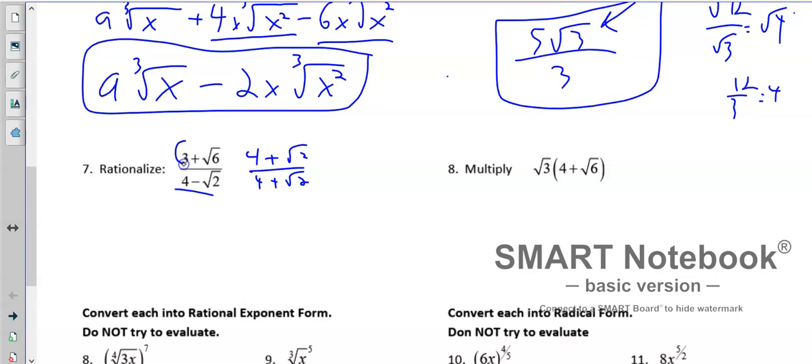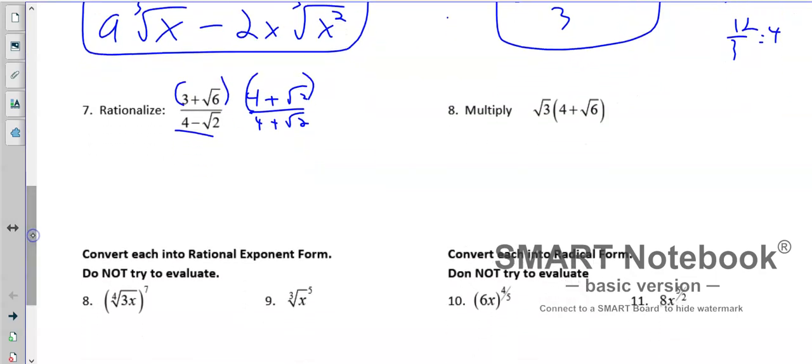Now, on the top, we're going to have to do a little work. We're going to have to FOIL this. Double distribute. So 3 times 4 is 12. Radical 6 times radical 2 is radical 12. Outside, we get 3 radical 2. Inside, we get 4 radical 6. Let me clean that up. Didn't give myself enough room.